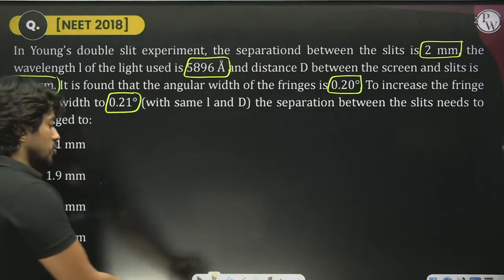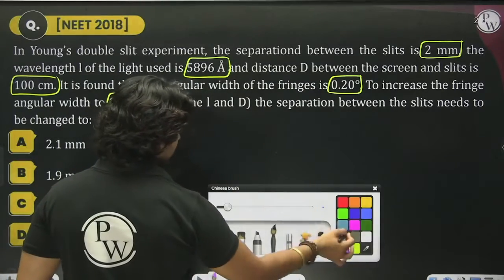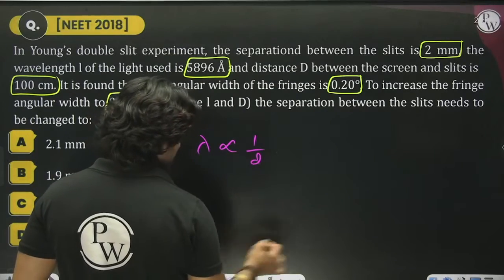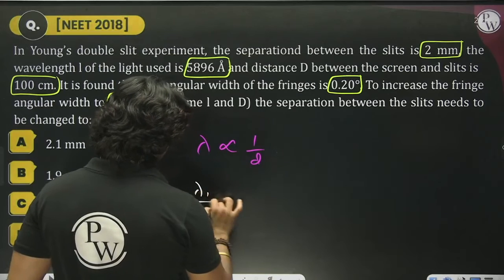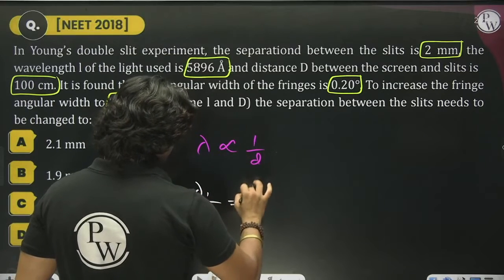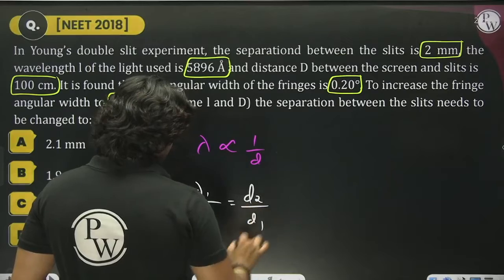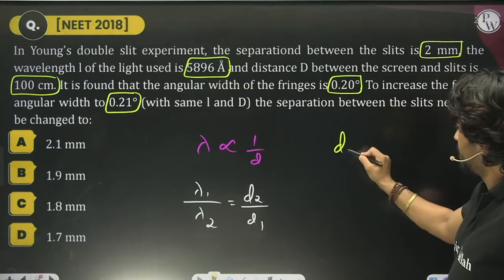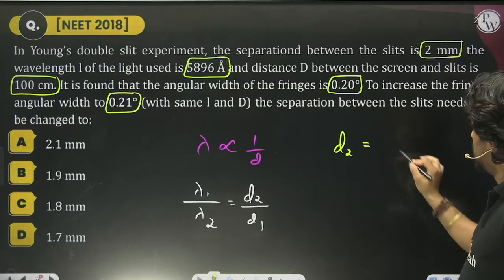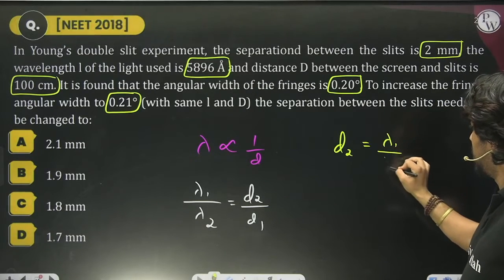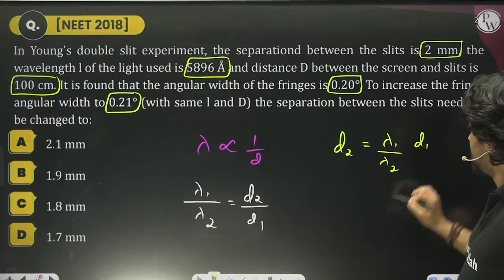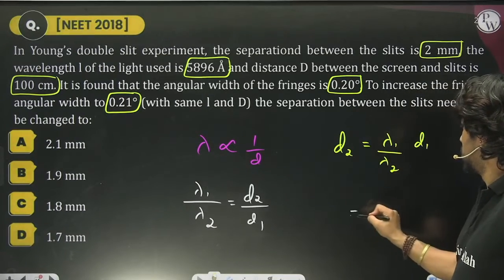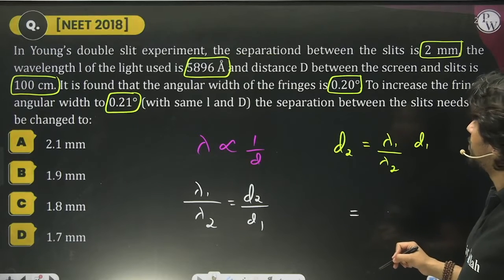You know that theta, right now you have seen, is inversely proportional to d. So you can say that theta 1 by theta 2 equals d2 by d1. Simply d2 could be written as theta 1 by theta 2 times d1. So what are we left with? We are left with theta 1. How much is theta 1?